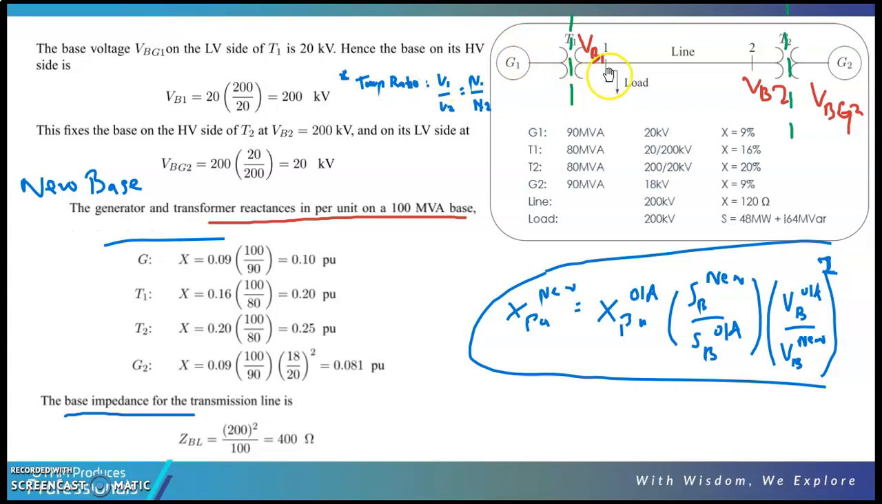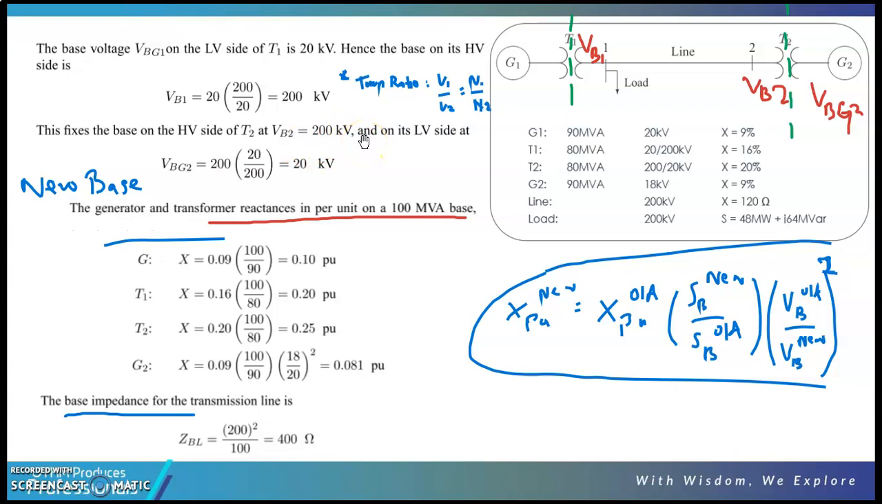This base value at the secondary side of T1 equals the base value at the primary side of transformer 2. This fixes the base on the high voltage side of T2, which is the primary side. The turn ratio is 200 kilovolt at the primary and 20 kilovolt at the secondary. So at the high voltage side, the base value equals VB1, which means VB2 equals VB1 equals 200 kilovolt.